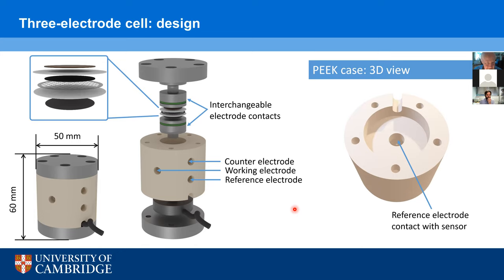So one of the two T-shaped cylindrical contacts then has a small cylinder that protrudes through the bottom and presses onto a kind of button on the top of the sensor, which then measures the applied load.